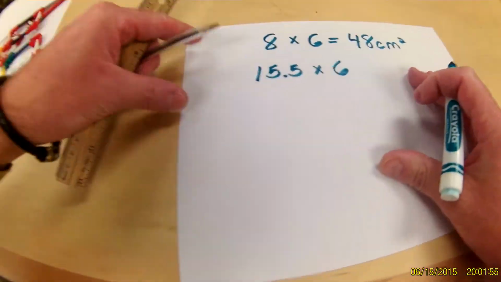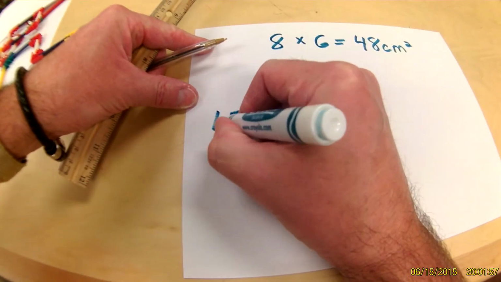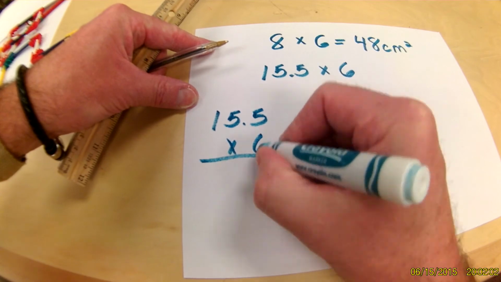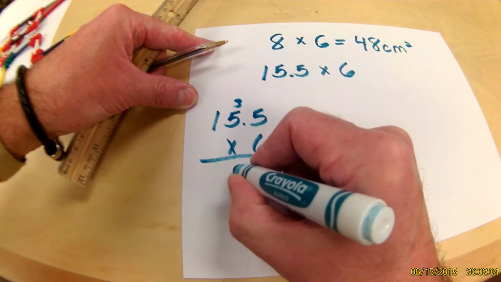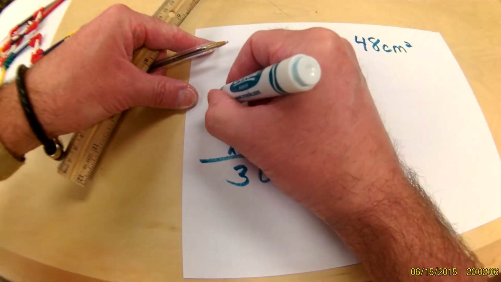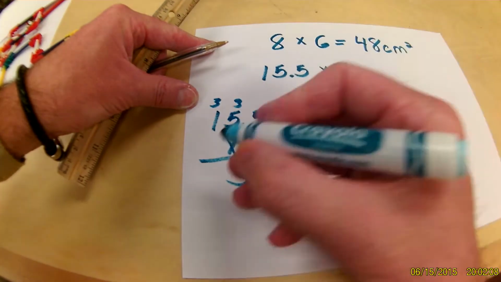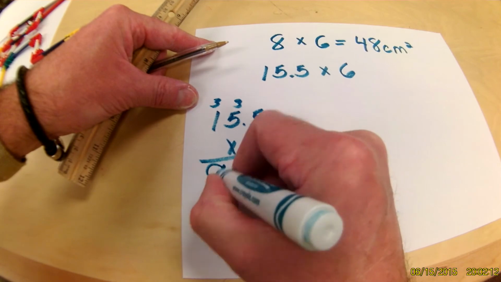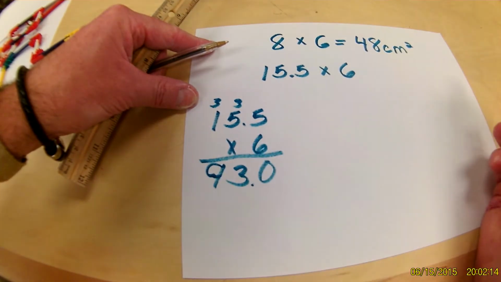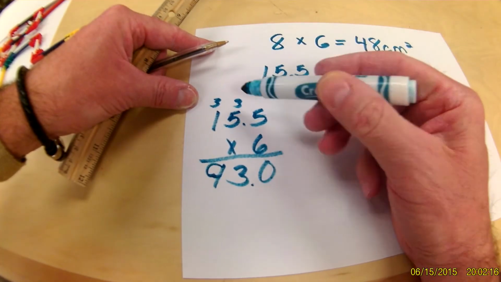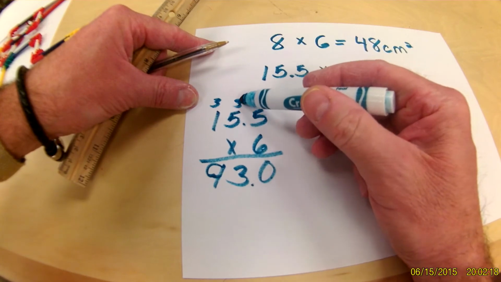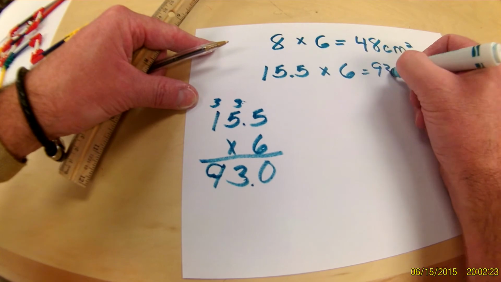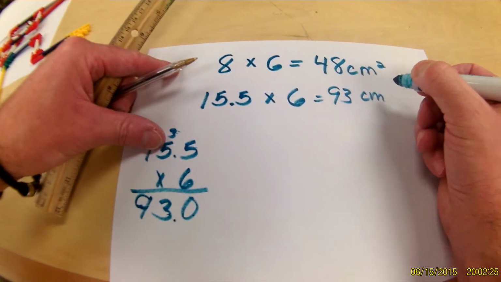I'm going to have to do a little math off to the side. Multiply. 6 times 5 is 30. Carry the 3. 6 times 5 is 30. 33. Carry the 1. 6 times 1 is 6. Plus the 3 is 9. So we have 93 centimeters. Double check. 6 times 5 is 30. Carry the 3. 6 times 5 is 30. Plus 3 is 33. 93. So I have 93 square centimeters.